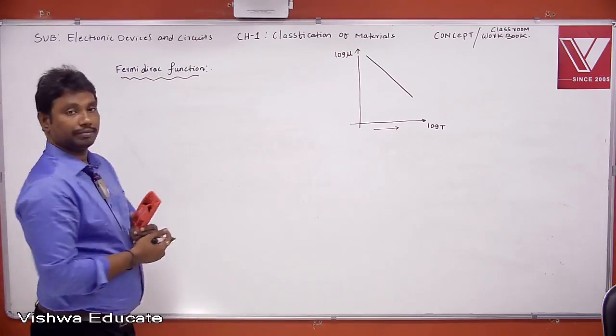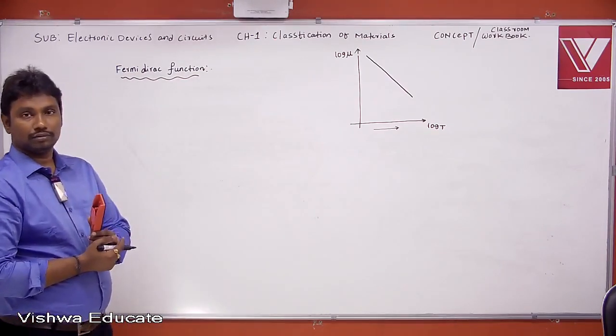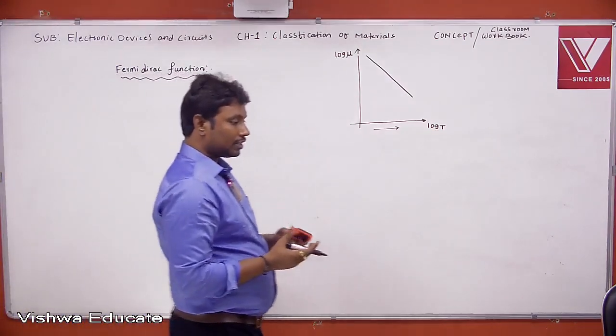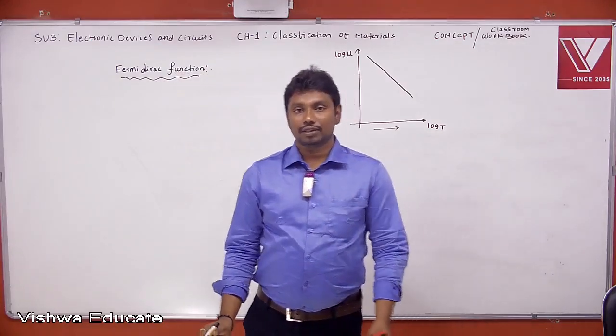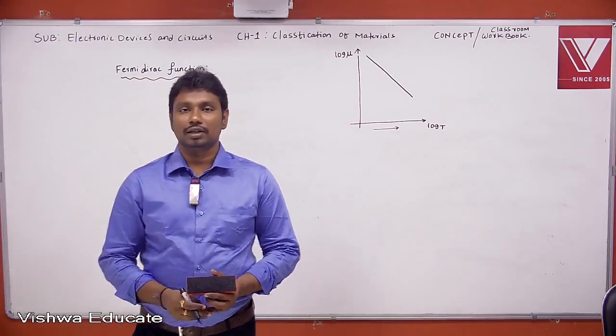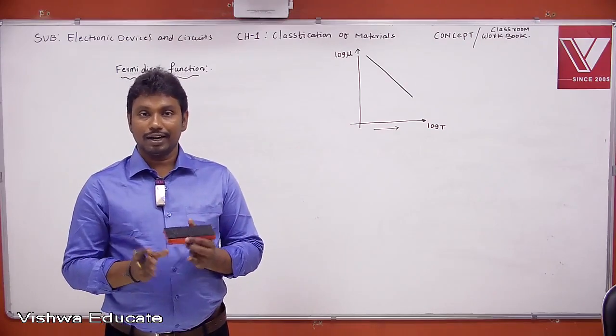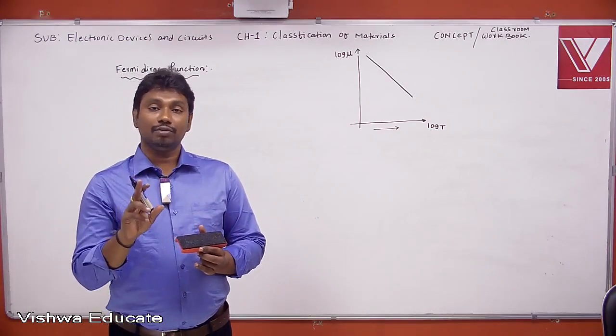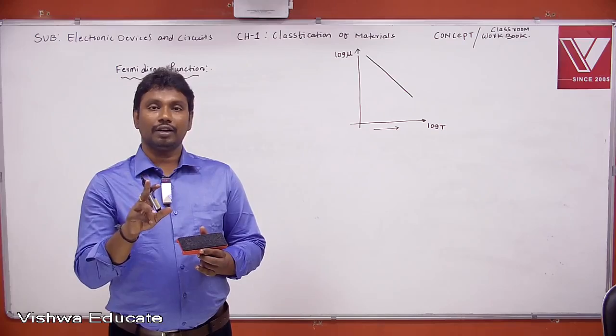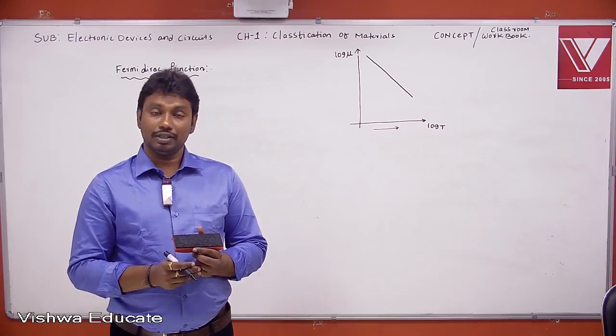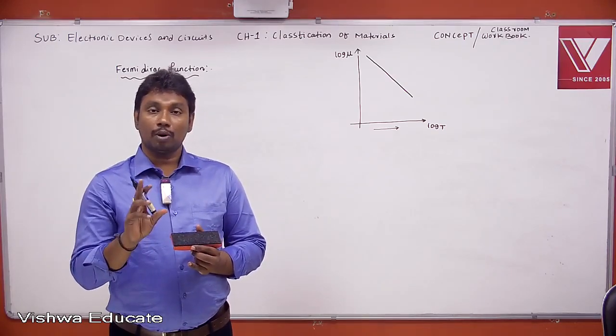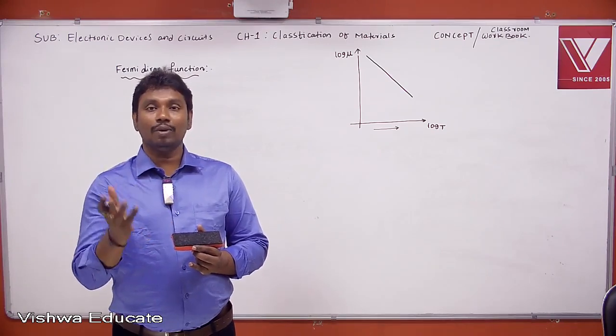Fermi-Dirac function. First of all, what is a Fermi-Dirac function actually? The Fermi-Dirac function is nothing but a probability function. It is used to find out the probability of an electron in an allowable energy state.